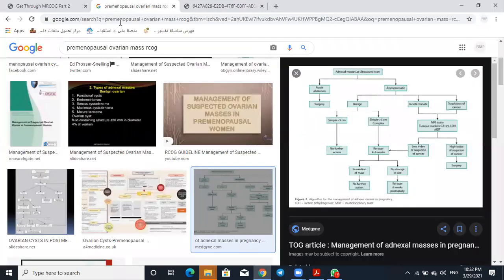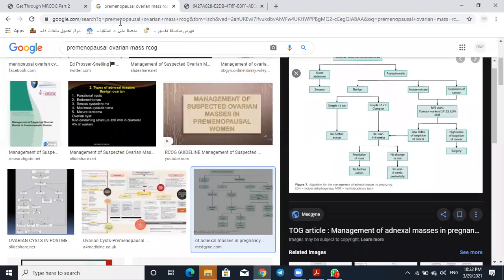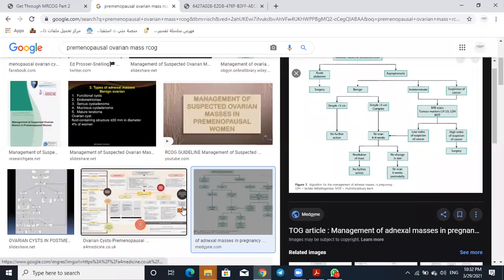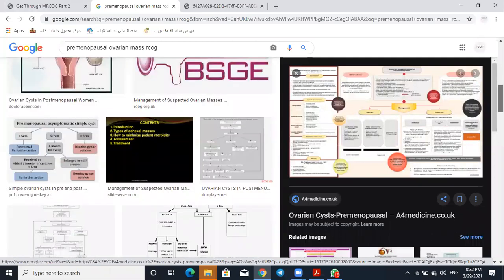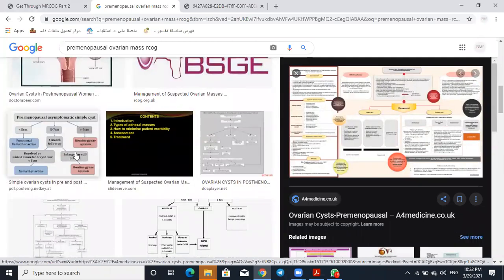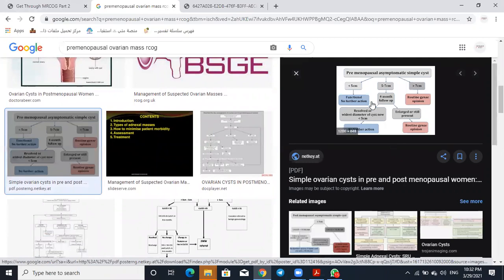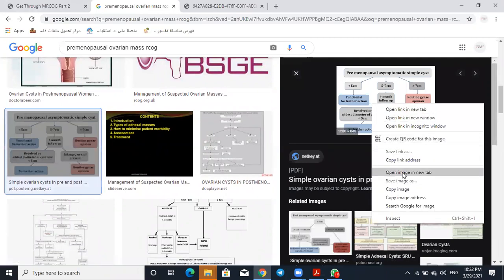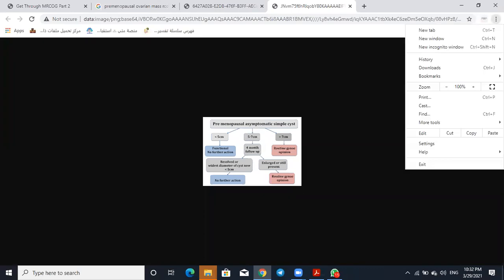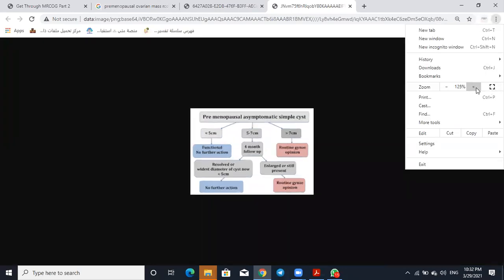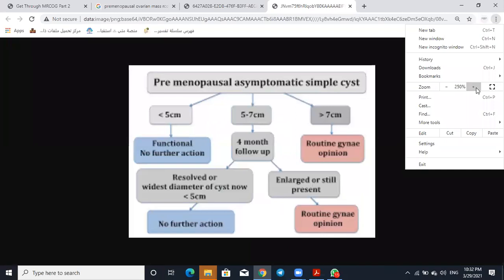I think there is something else. I'm with you, but it is not a chart. It is something you collect from the guideline. Yeah, this one. It's very small, and let me try to zoom in. Okay, now you can see it, right?